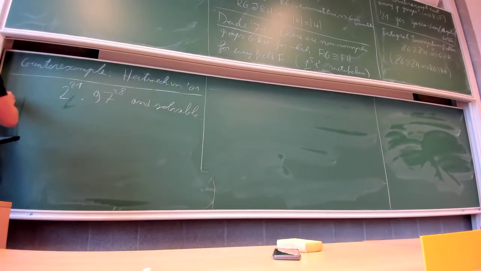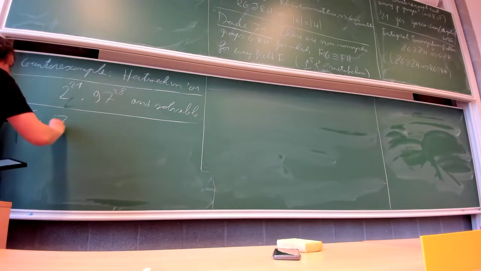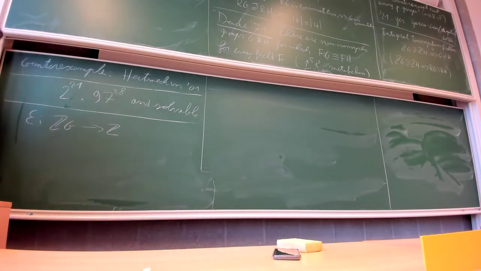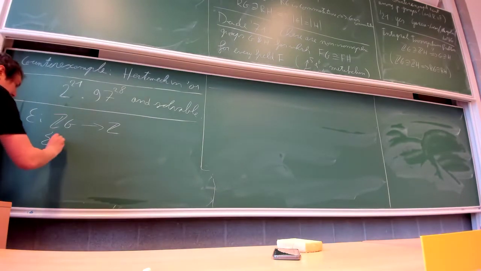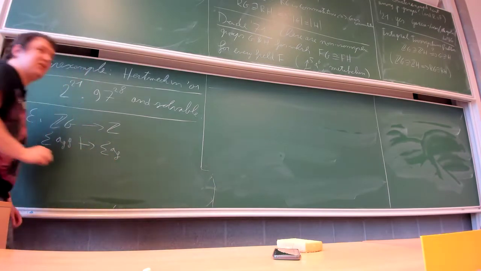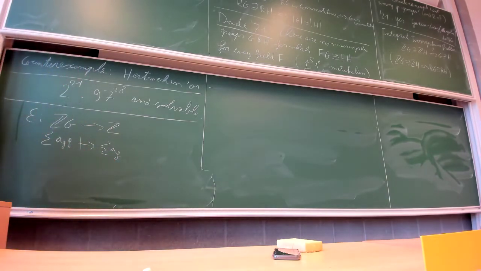Right. Some extra truths. There is a very easy ring morphism from ZG to Z. It's just forgetting about the group G. So if you take the sum of a_g g, you just map it to the sum of all the a_g. It's a ring morphism. All right, pretty cool.